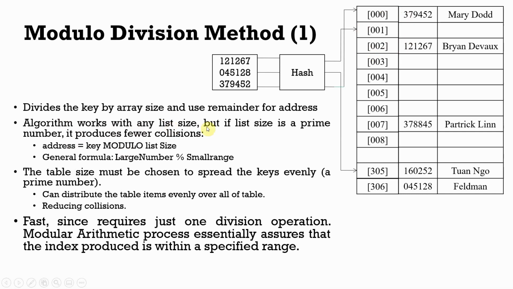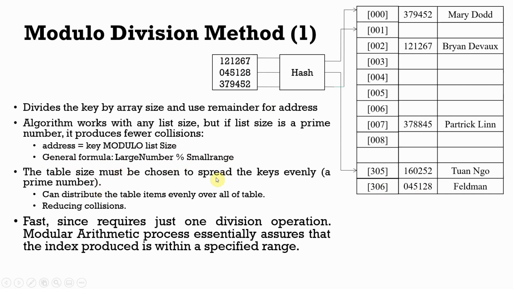The algorithm works with any list size, but if the list size is a prime number, it provides fewer collisions. So in this algorithm, it's very important to choose a prime size for our table. If we do that, our data is going to be distributed more evenly, more uniformly, and this avoids collisions. It avoids having two keys mapped to the same location. So the address is calculated by key modulo the table size. The general formula is that we have a large number that we divide by a smaller number. It's not always the case, but generally this is what we have.